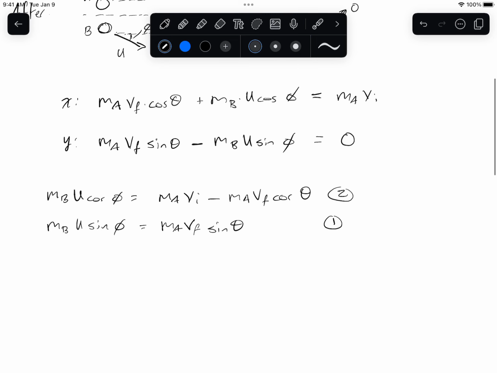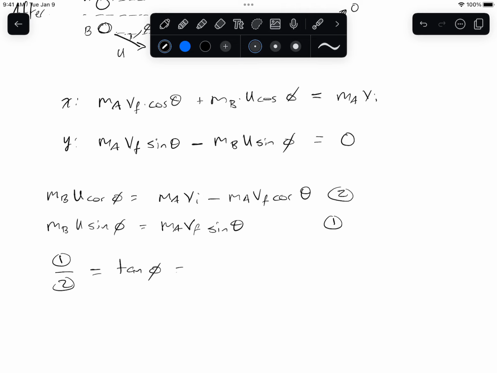So I'm going to call this equation 1, and I'm going to call this equation 2. And notice what happens. If I take the ratio of 1 divided by 2, on the left-hand side, I'm going to get this divided by this. So the m_B's will cancel, the u's will cancel, and I'm going to be left with sine of phi divided by cosine of phi. So that's going to be tangent of phi. And I got rid of that u, which I didn't know what it was. So that's beautiful. That's what I wanted to do. I wanted to get rid of one variable.